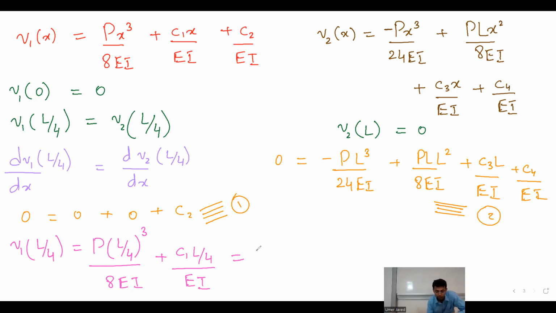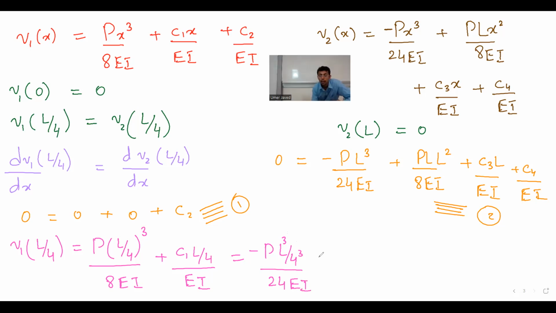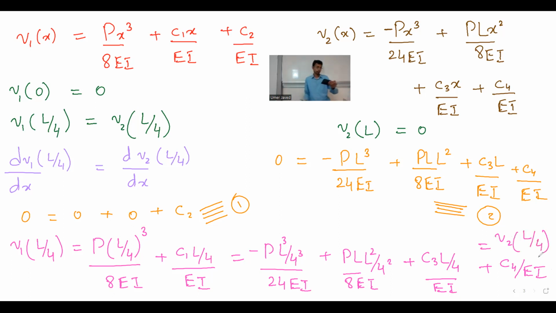This is equal to V2 at L by 4. And what is that? Minus P L by 4 cube, so power 3 divided by 24 EI, plus P L square over 4 square over 8 EI. Ghazal is with us, right? And so is Mehmet. Plus C3L by 4 over EI plus C4 over EI is equal to V2 at L by 4, correct? Okay. Then I will call this equation 3.